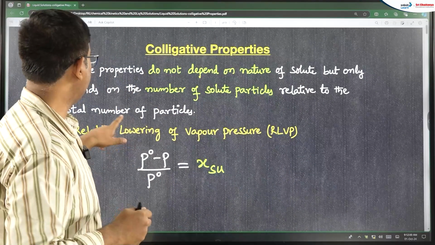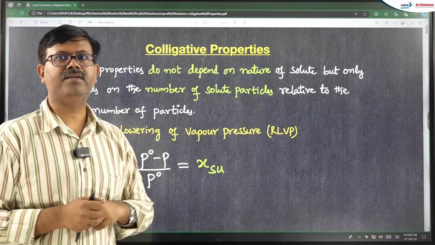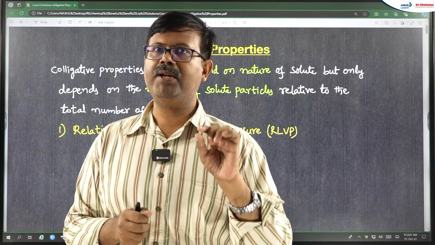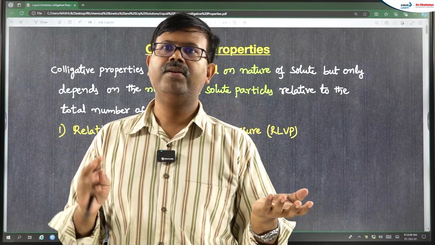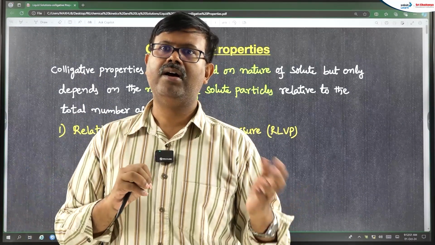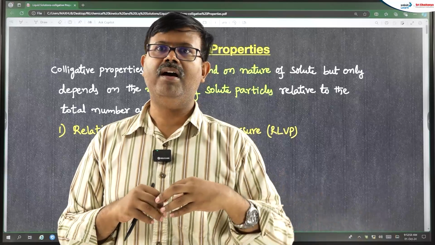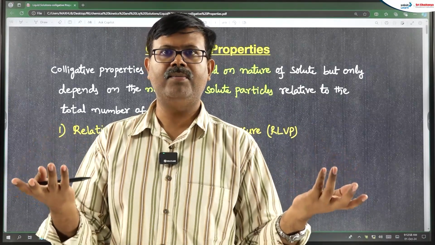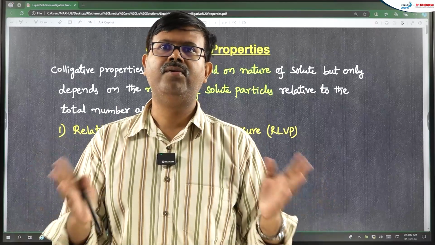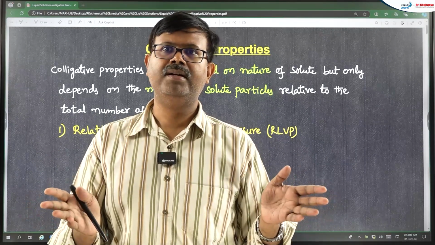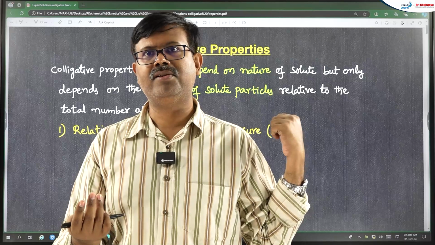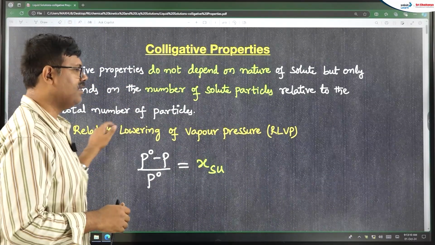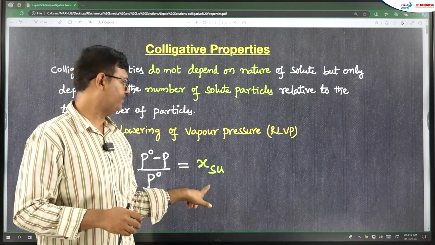One is relative lowering of vapor pressure, simply called RLVP. Now this relative lowering of vapor pressure value will be the same if you add glucose to water, or sucrose to water, or urea to water. The nature of the substance added does not matter. Only how much you have added matters. If that is the same, then automatically this value will also be the same.